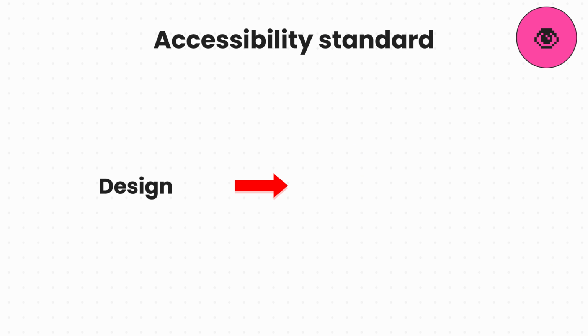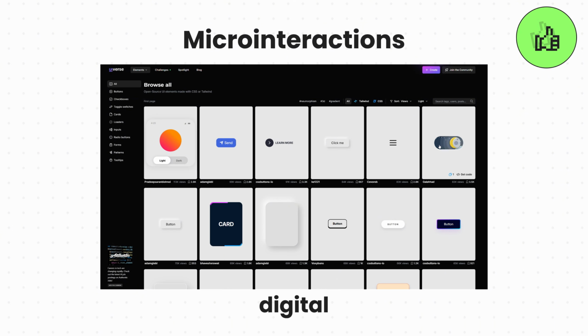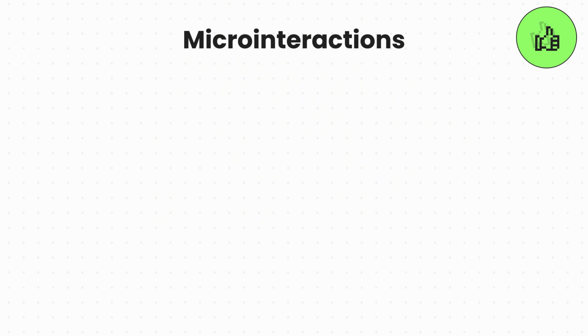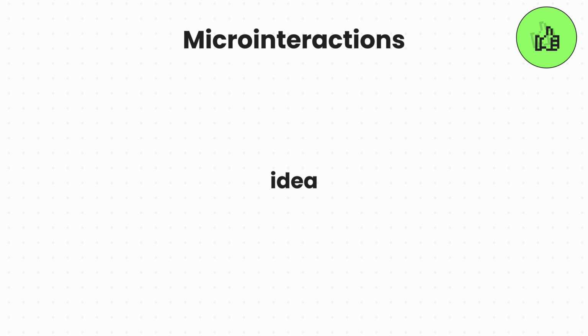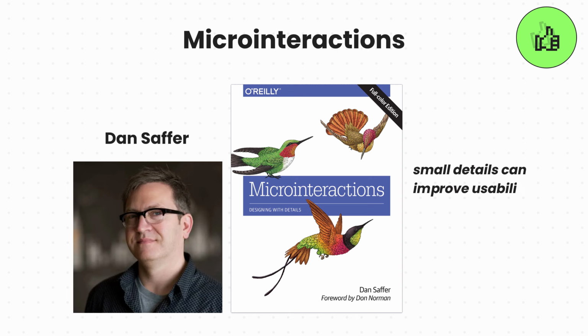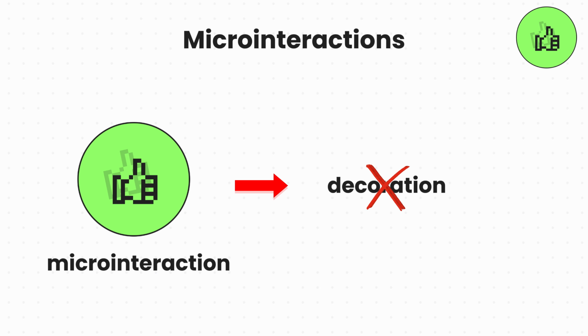Microinteractions. Microinteractions are the tiny details that make digital experiences feel alive. Like a heart icon that bursts when you like a post, or a button that ripples when tapped. The idea was formalized by designer Dan Saffer in his 2013 book, Microinteractions, where he explained how small details can improve usability and delight. They aren't just decoration.